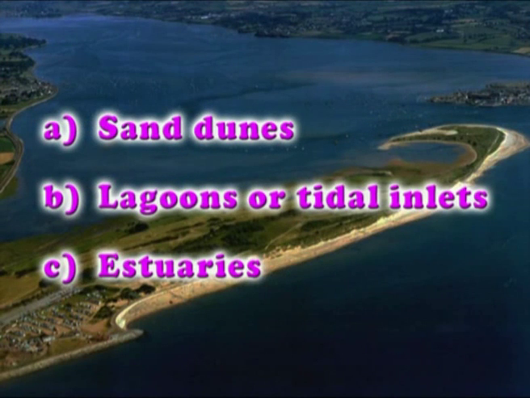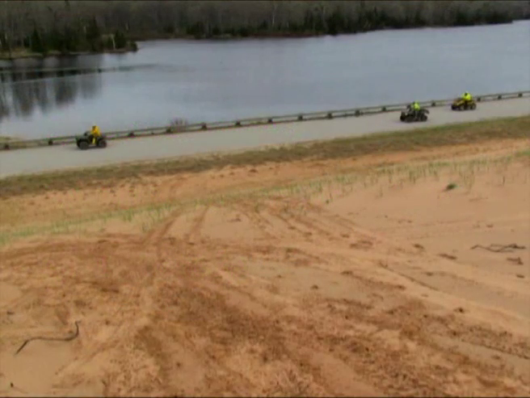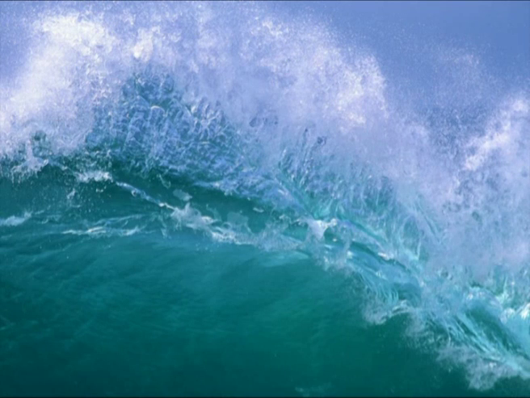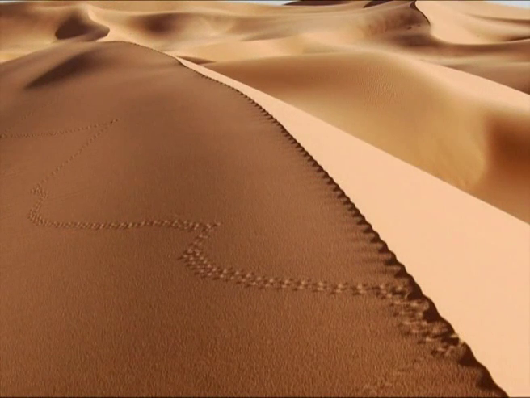The following are the features of a coastline. The major features of a coastline are sand dunes, lagoons or tidal inlets and estuaries. Sand dunes of a beach are considered to be the zone of wind action. It may be up to 3 meters in elevation. Dunes are accumulations of wind blown sands.